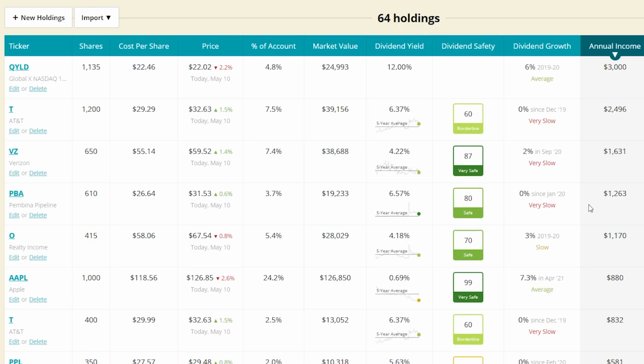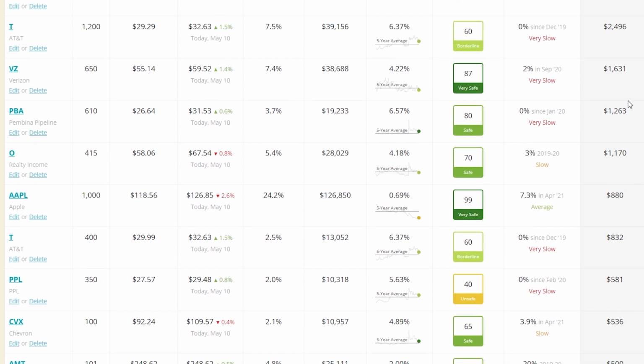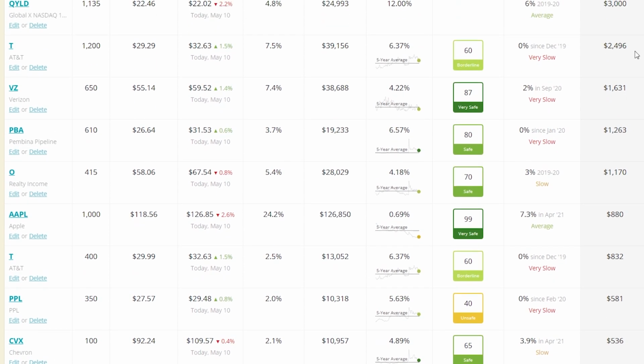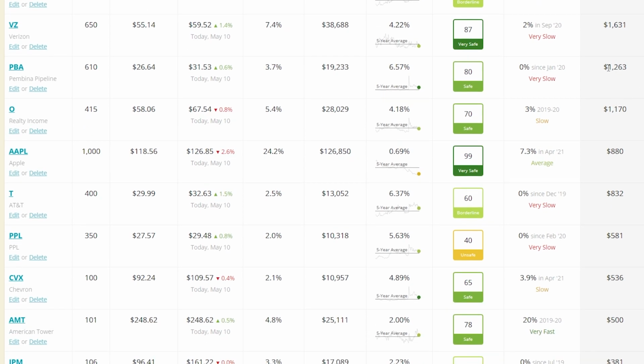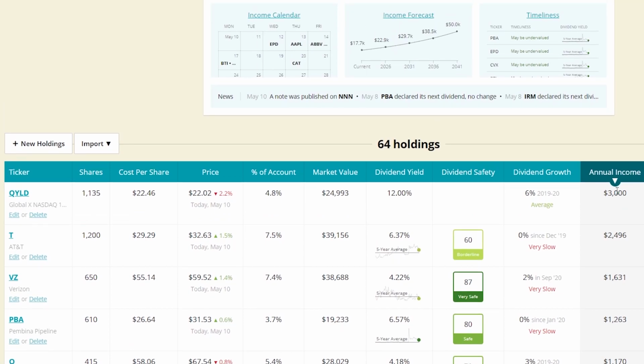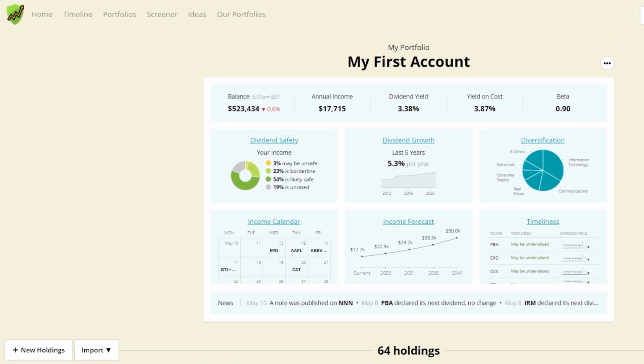What's also pretty cool is if we sort the annual income from top to bottom, we see QYLD. Currently, I've got $3,000 of annual income from QYLD altogether. AT&T, we got almost $2,500 of annual income. Verizon, $1,631. PBA, we got $1,263. So a lot of these annual incomes are to the point now where they can cover an entire bill of mine. And that's my goal here.